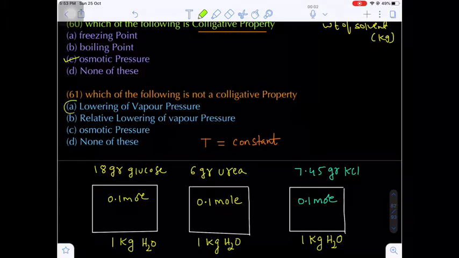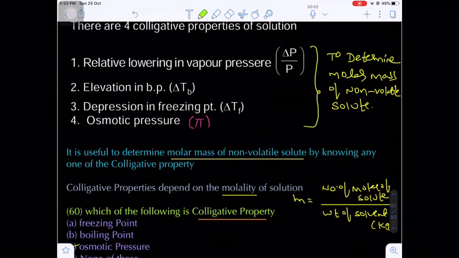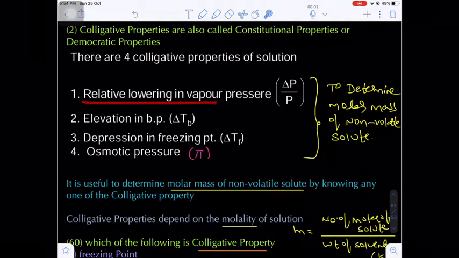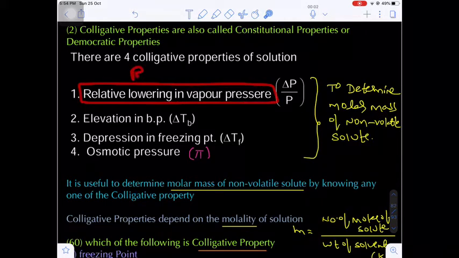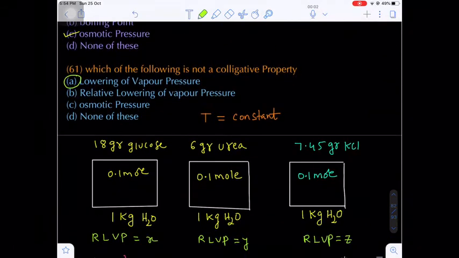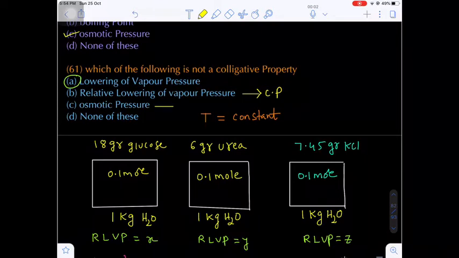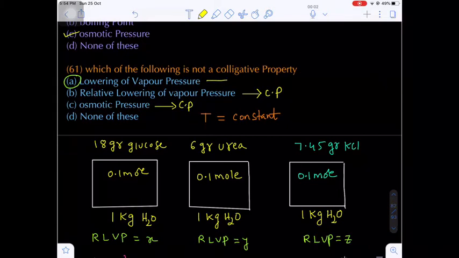Yes, this is not a colligative property because relative lowering of vapor pressure, RLVP, is referred to as a colligative property, but not the lowering of vapor pressure. Yes or no? And the other options, if you see, relative lowering of vapor pressure is a colligative property. Next to osmotic pressure, it is also a colligative property. Okay, which is not a colligative property? LVP, lowering of vapor pressure, is not a colligative property.